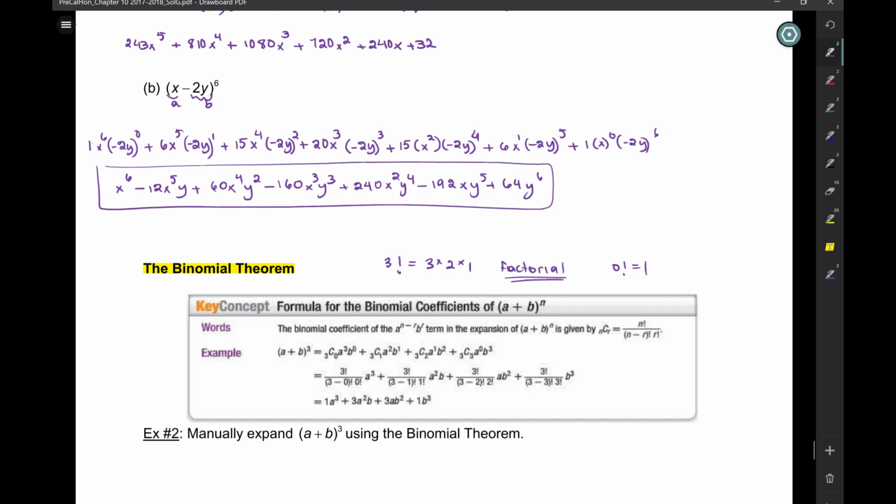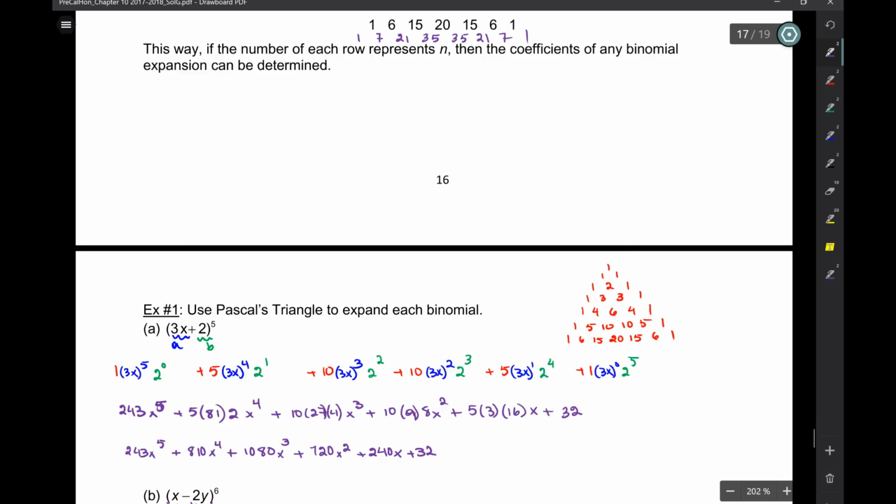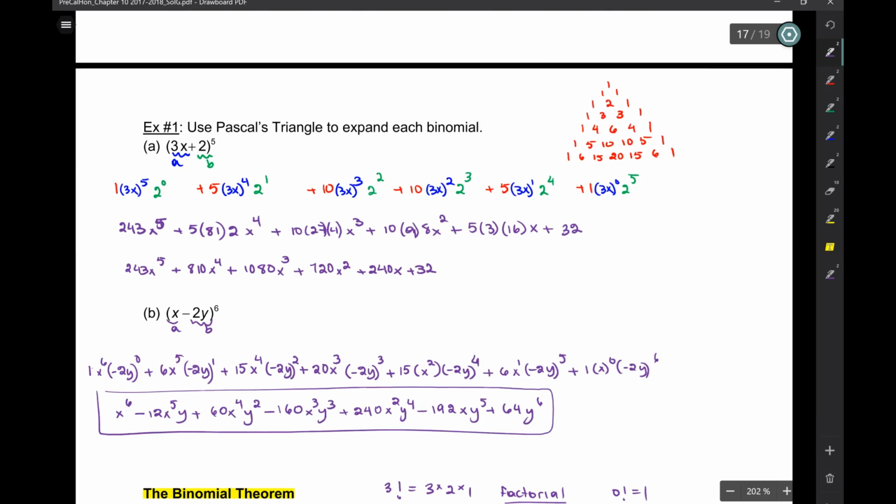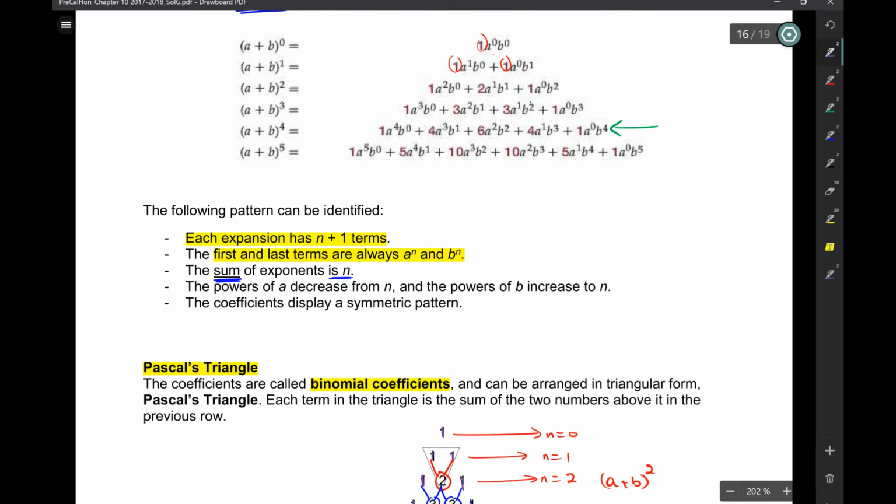Okay, now let's go backwards a little bit, okay? And we've been looking at the exponent for the a term, right? But let's look at the exponent for the y term. Let's say we call the exponent for the b term r, right? So if the exponent of the b term is always r, can we come up with an expression for the exponent of the a term?